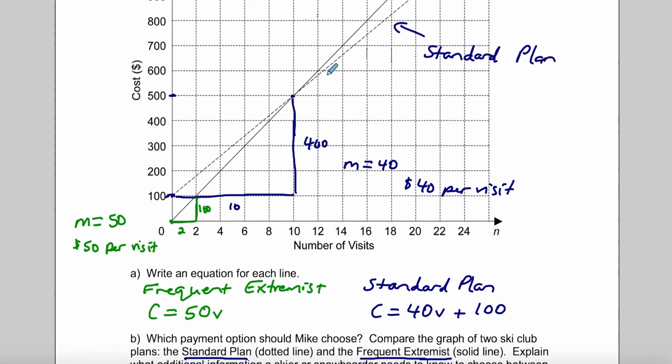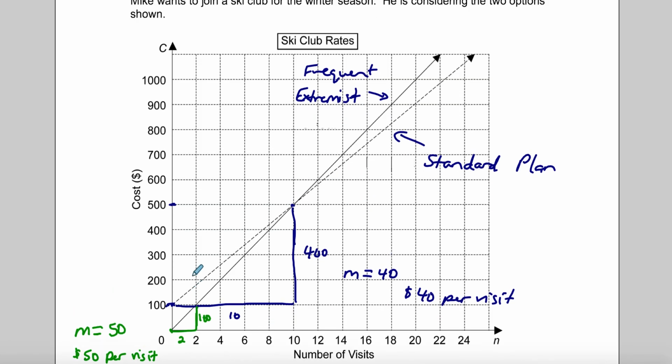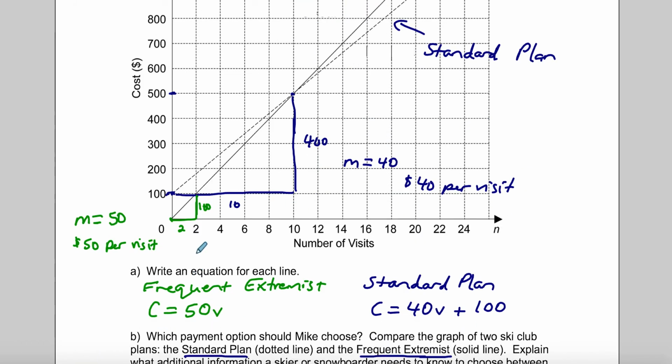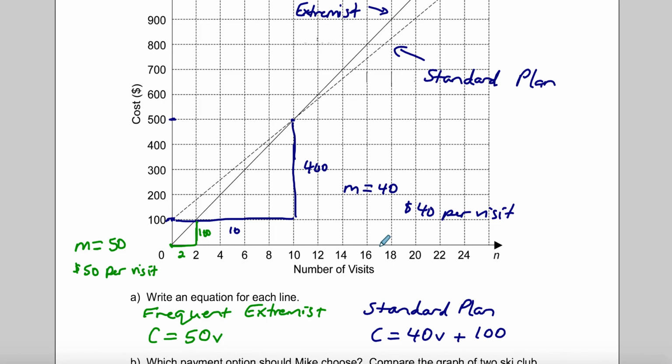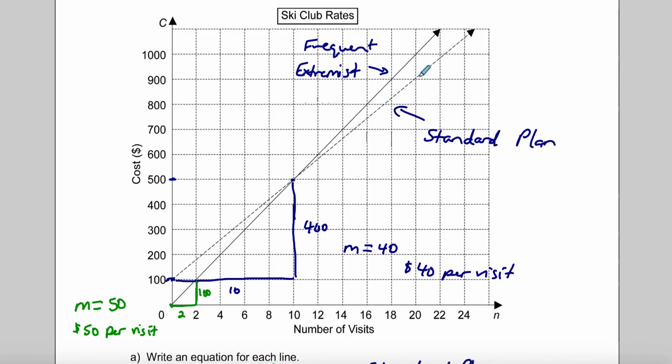The question would be, which plan should he choose? And then some students will say things like, oh, the frequent extremist sounds cool, so he might choose that. The idea is, well, it depends. If Mike isn't going to go skiing very often, do you notice how the solid line is less expensive? It's lower all the way up to 10 visits. But if he's going to go skiing a lot, let's say like 30 times, then the dotted line, the standard plan, ends up being the one that is lower. So it's going to be less expensive in the long run. So it really depends. How often is he going to go skiing?